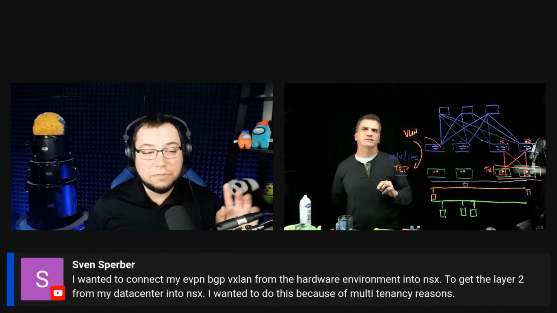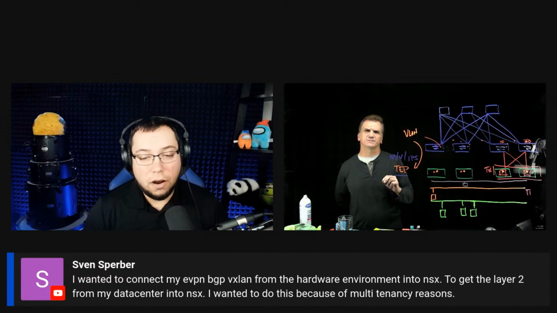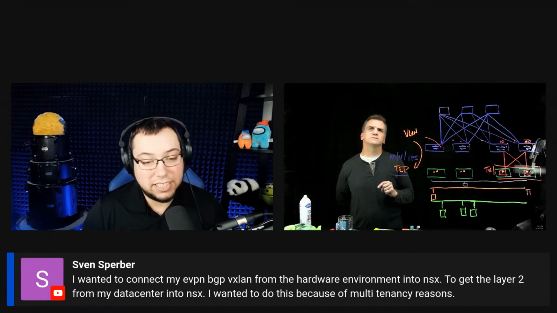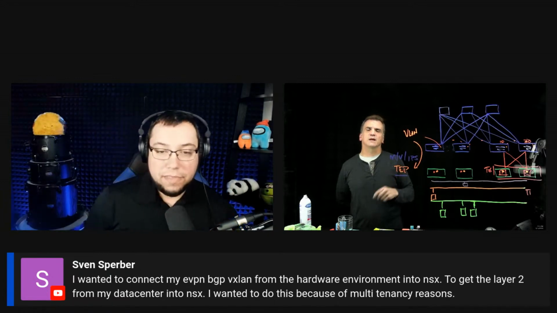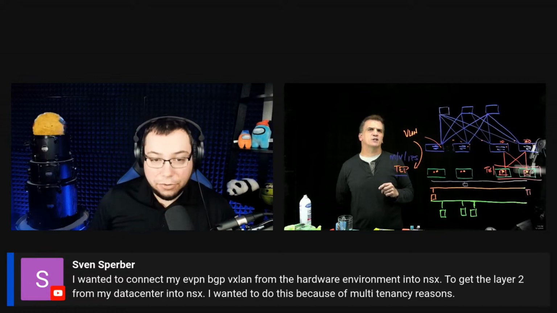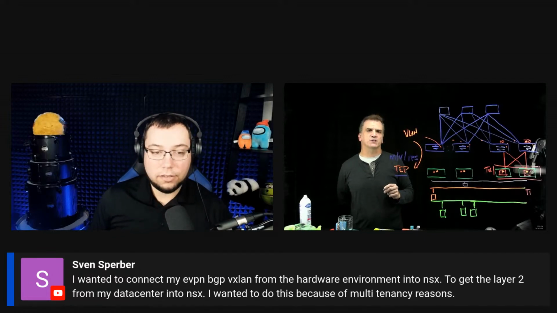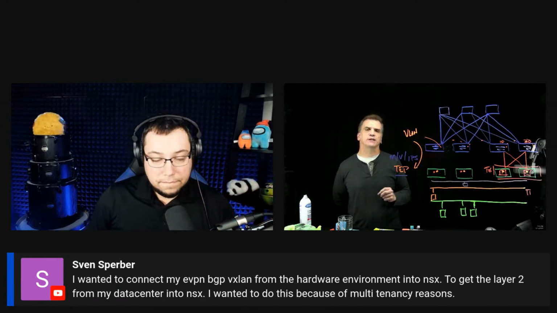Also, I would like to get back to that virtual network function issue the gentleman was referring to. Sven just replied. Wow, it's funny. He goes, I wanted to connect my EVPN BGP VXLAN from the hardware environment into NSX to get the layer 2 from my data center into NSX. I wanted to do this because of multi-tenancy reasons. So I was right about the multi-tenancy there. As far as I know, this is doable from the NX-OS standpoint. Yeah, I'm wondering what version of NSX you're running and what EVPN type issue is causing this problem. I know you said type 2, but I'm trying to think of why we.